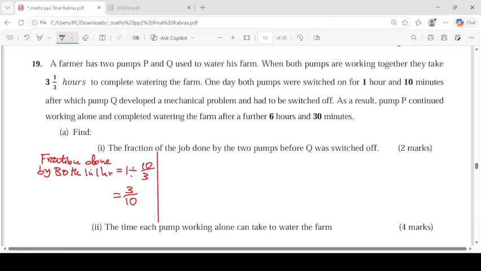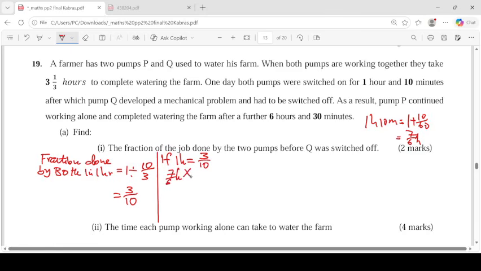So on one day both pumps were switched on for 1 hour 10 minutes. So they worked for 1 hour 10 minutes. So I'll say if in 1 hour the two can do 3/10 of the work, what about 1 hour 10 minutes? This is like saying 1 plus 10/60, which is equivalent to 7/6 hours.